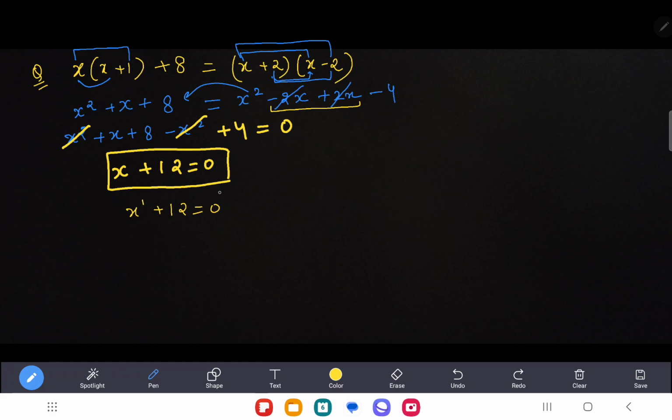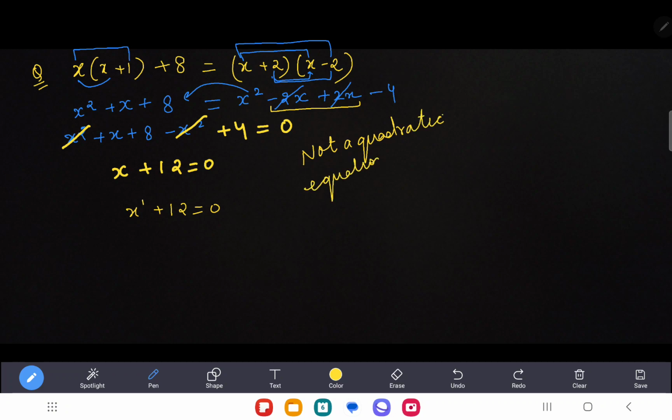And here the highest power of x is 1. So the equation, which in the starting was looking like a quadratic equation, I hope you're understanding that this is not a quadratic equation. You understand? It is not a quadratic equation. Do you understand the point? So this is not a quadratic equation. That's how we check and understand that this is not a quadratic equation. So the very first type of questions that come across is identifying and finding out whether a given equation is a quadratic equation or not.